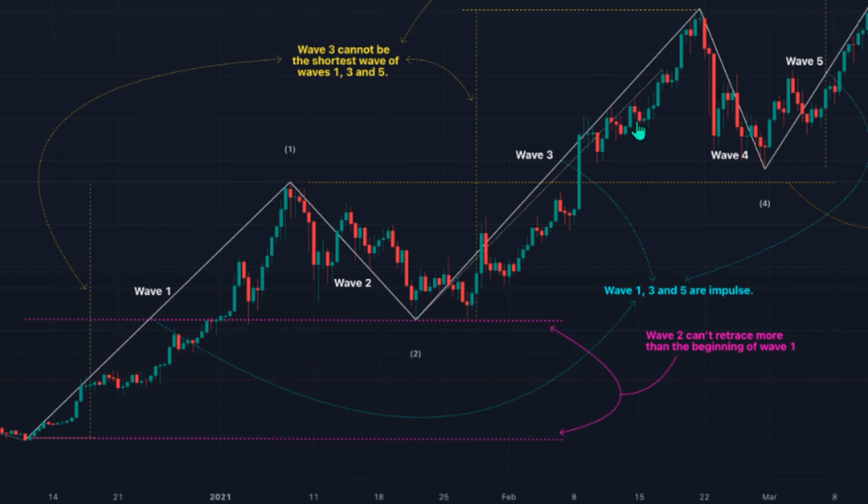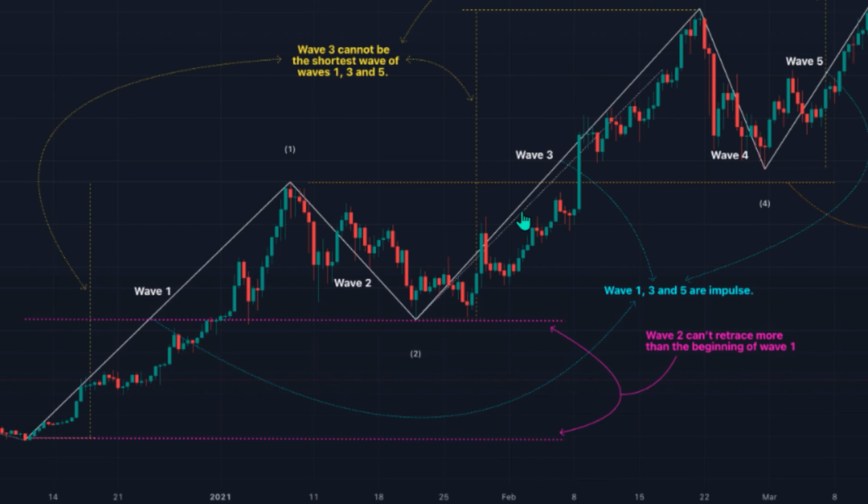The price has proceeded upward and wave 3 has been erected. We can see how the wave 3 impulsive move went further above the peak of the last point of wave 1. Also, take note that wave 3 cannot be the shortest wave of waves 1, 3, and 5. As we can see, now we have waves 1, 2, and 3 as our impulsive moves in this uptrend market.